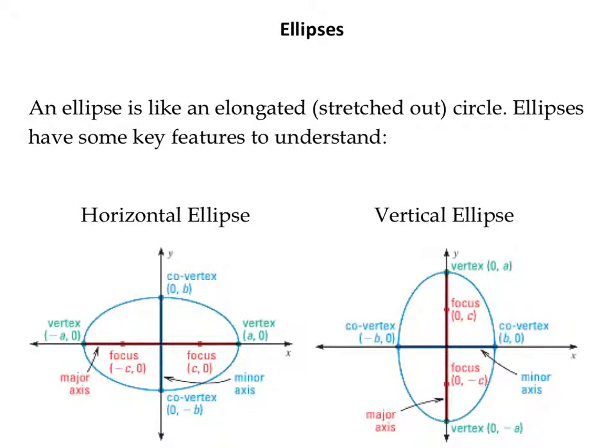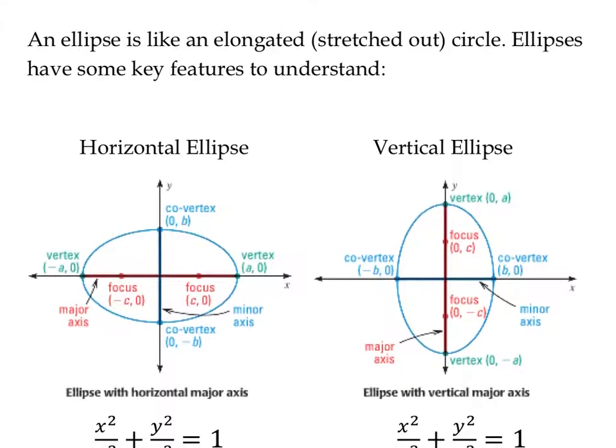In this lesson, we're going to look at ellipses. You can see a couple diagrams there that show what an ellipse looks like. It's an elongated, stretched out circle, kind of an oval type shape. We're going to learn some key features of ellipses and how we can work with the graphs and equations of them. You can see many things marked on these graphs.